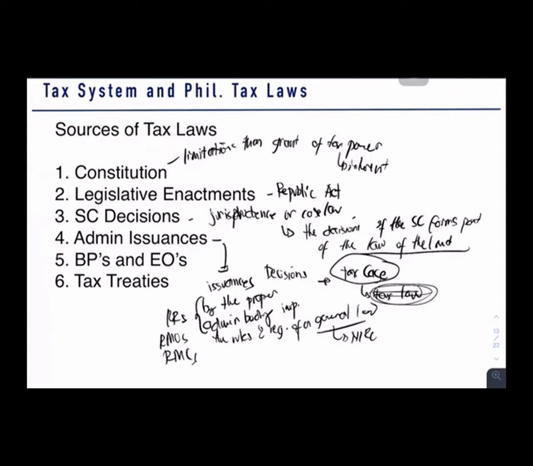Next, we have your BPs and EOs. So what are BPs and EOs? BPs are batas pambansa. So guys, if ever makakita kayo ng BPs, ibig sabihin yan na napas yung law na yan during the martial law. Why? What happened during the martial law? During the martial law, the power of legislative, executive, and judiciary was lodged primarily only to one person, and that is in the nature of Marcos. So, naibigay kay Marcos yung three branches of government.